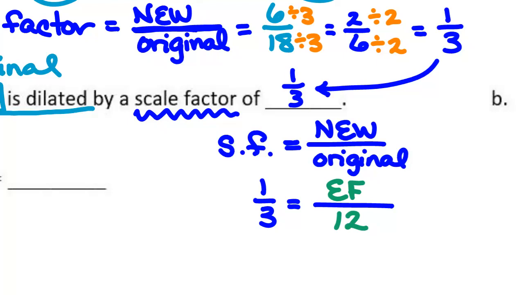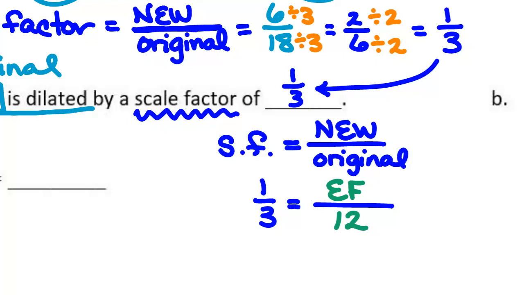And now I need to solve this for EF. To solve it for EF means I need to get EF by itself. And right now, EF is up in the top of that fraction. It's up in the numerator. So I've got to figure out how to undo a fraction. We could, absolutely. And if you're comfortable doing that, go for it.